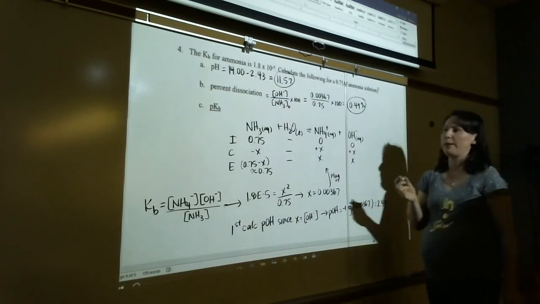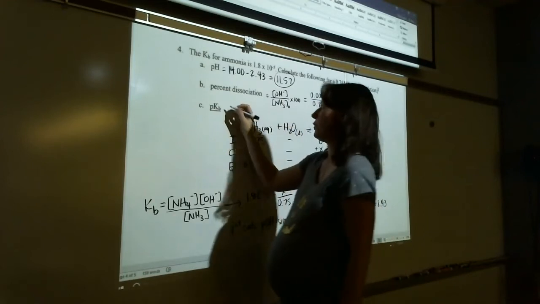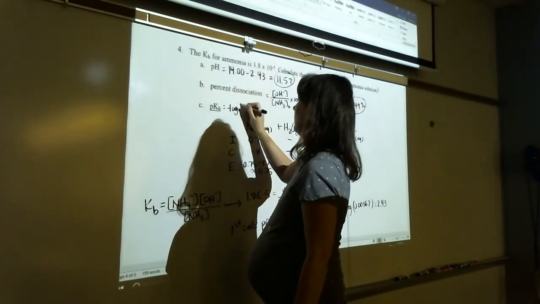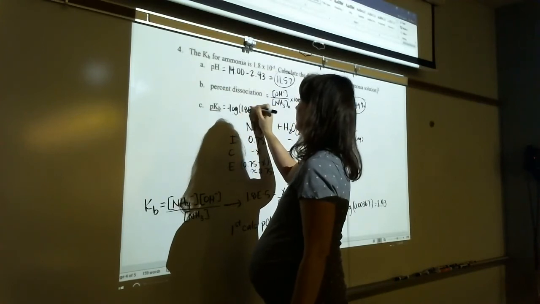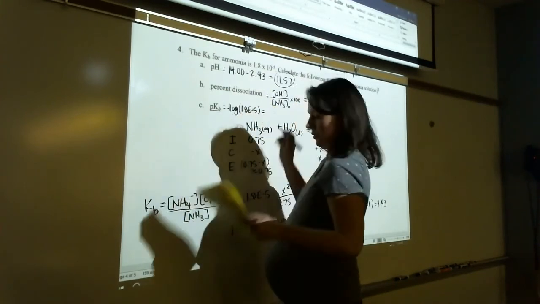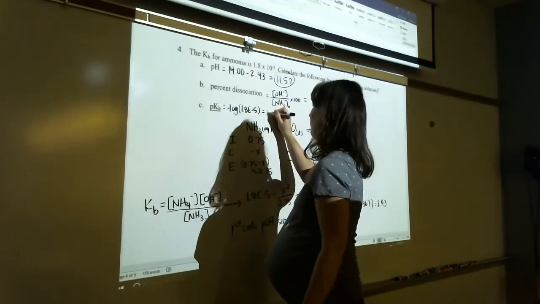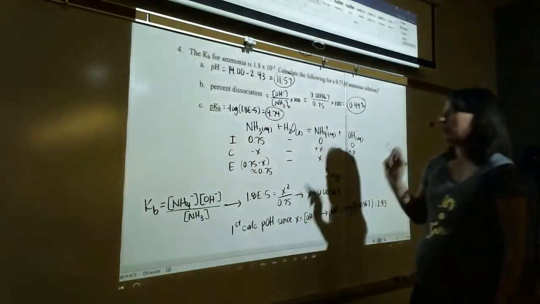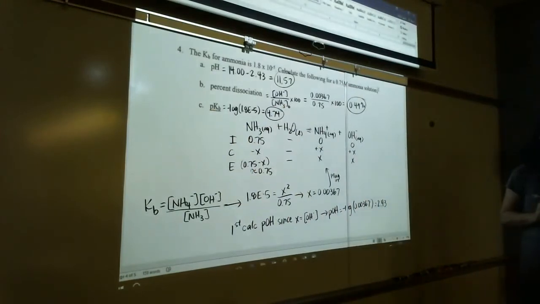And then how would I get pKb? P just means negative log, so negative log of the Kb. So I got 4.74. 2 sig figs means 2 decimal places.